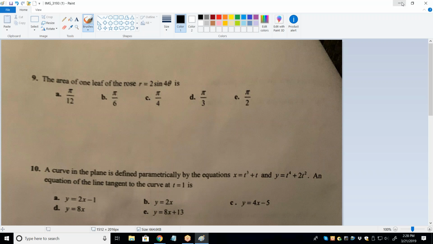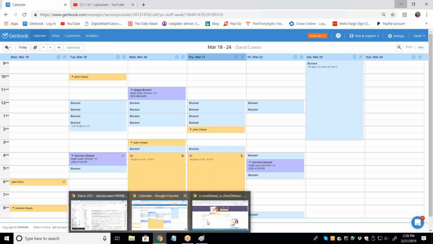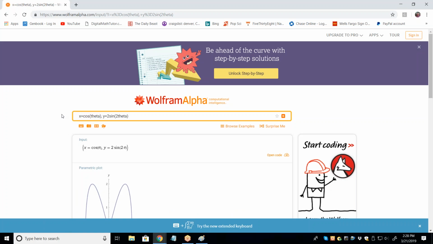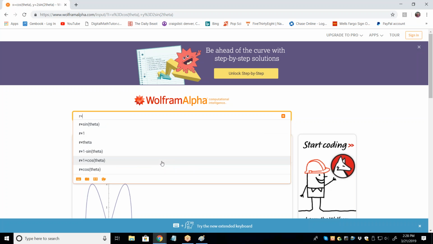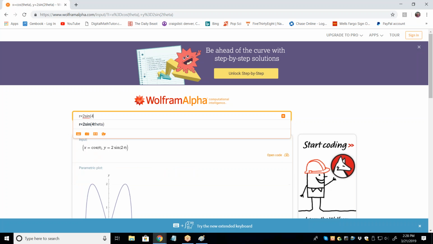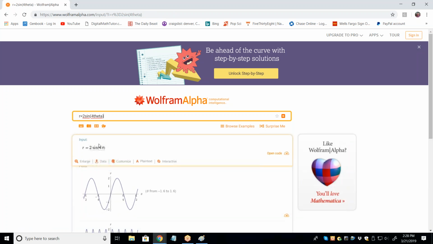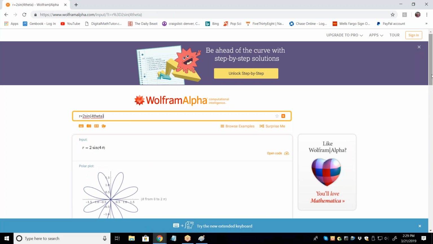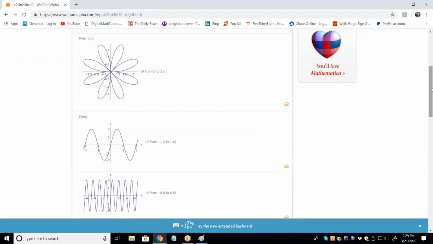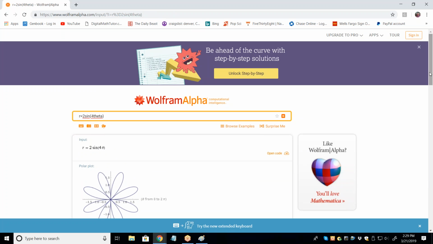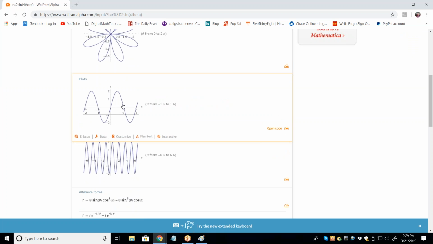R equals 2 sine of 4 theta. That's the way you have to put it in. Now, notice it gives me the right equation, and notice what else it did. It plotted it in the x. That's an equation just like y equals 2 sine of 4 theta. You could plot it on the xy coordinate plane like this.